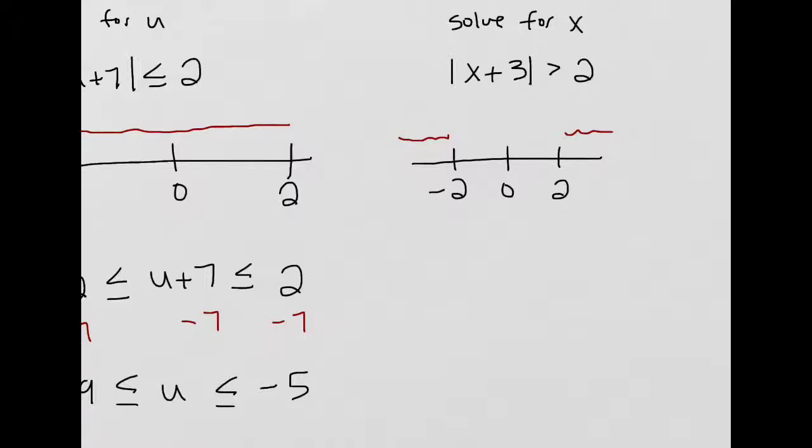So when we look at the first set, this guy, all of those numbers are less than -2. So since I'm taking the absolute value of x plus 3, I want x plus 3 to be less than -2. So that's going to be my first inequality. When we look at the second set of numbers, all of those numbers are greater than 2. And again, since I'm doing the absolute value of x plus 3, I want x plus 3 to be greater than 2.